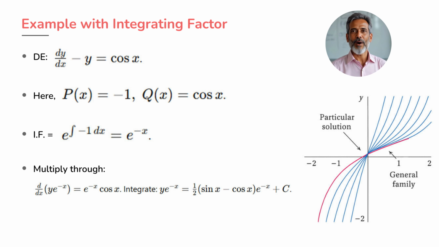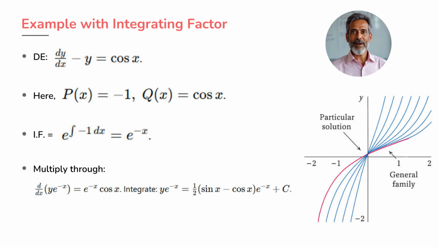Let's cement this with an example. Solve dy by dx minus y equals cosine x. Step 1. Compare with standard form. Here, p of x equals minus 1, q of x equals cosine x. Step 2. Find the integrating factor. That's exponential of integral of minus 1 dx, which equals exponential of minus x, or e to the power minus x.